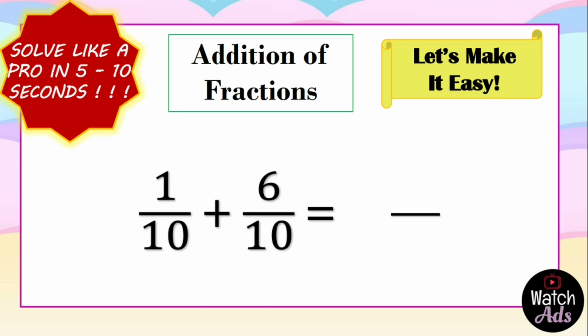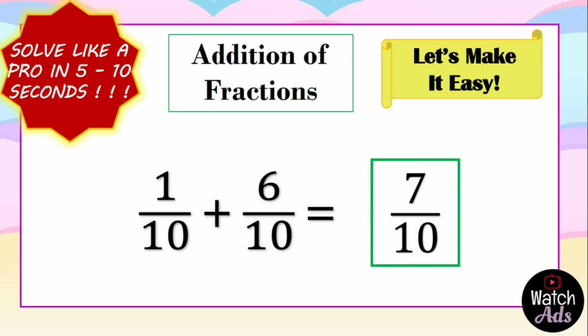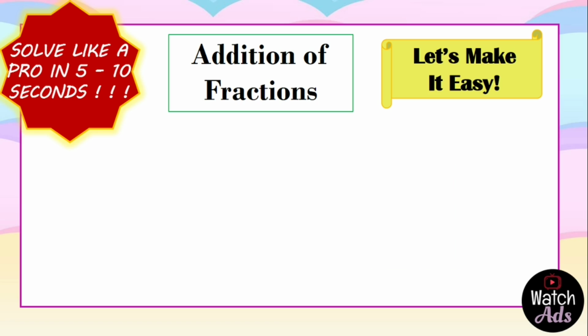1/10 plus 6/10. First is to examine the fractions. These fractions are similar fractions, means they have the same denominator, that is 10. To add similar fractions, we just copy the common denominator, 10. Then we add the numerators. 1 plus 6 is equal to 7. Finally, we check if our answer is in the lowest term, and 7/10 is in the lowest term, and that's our final answer. Let's have our second example.